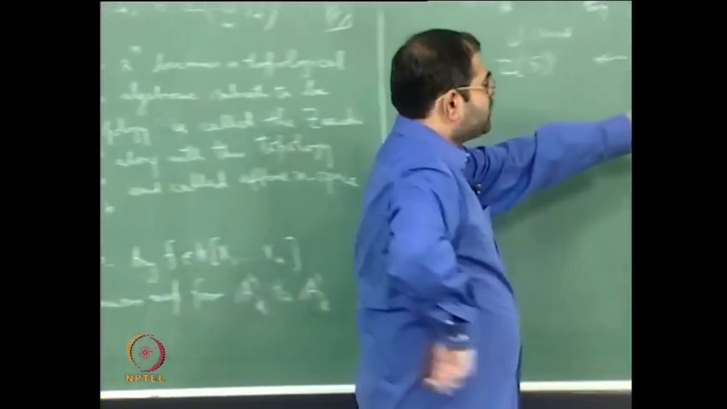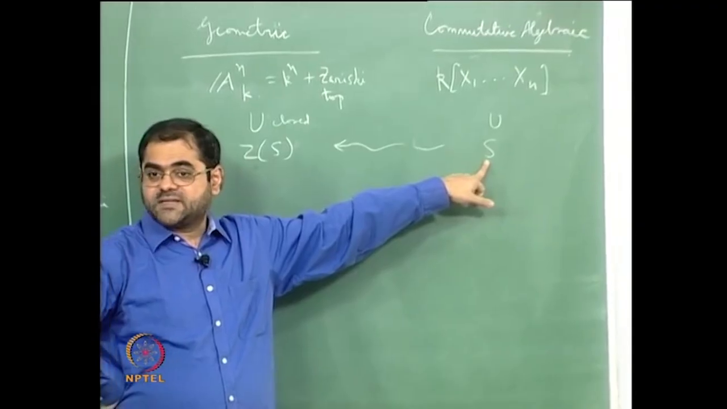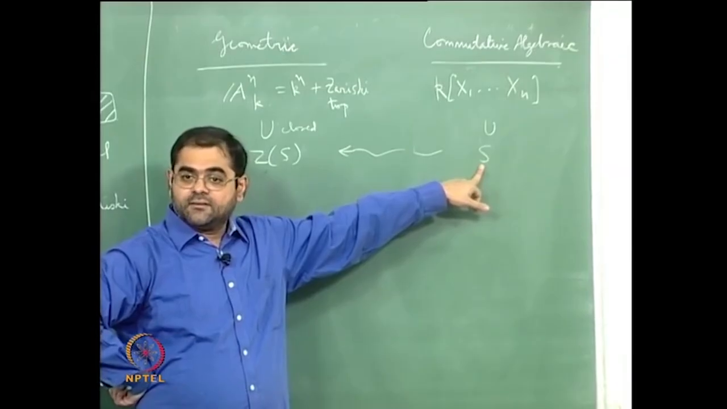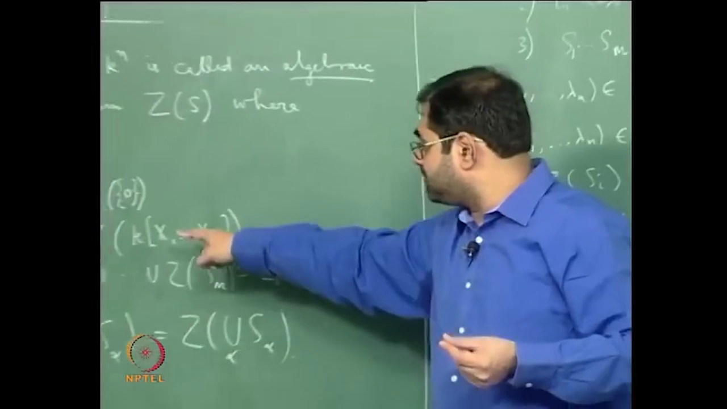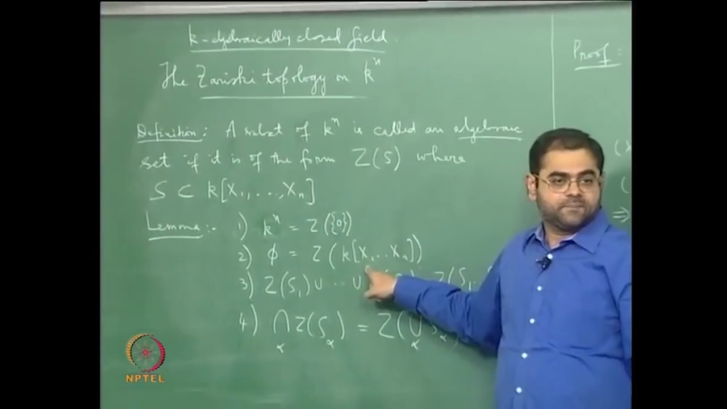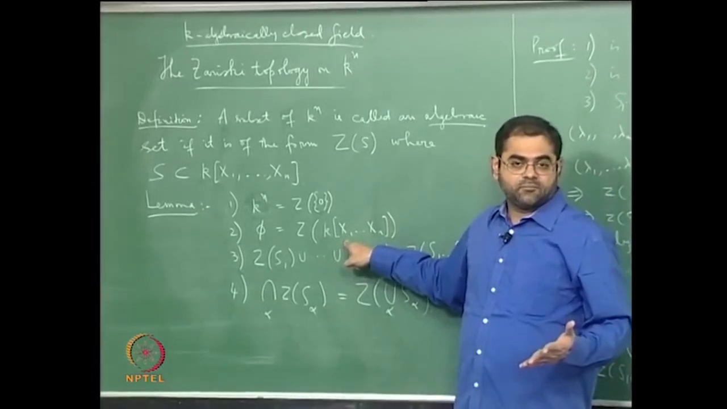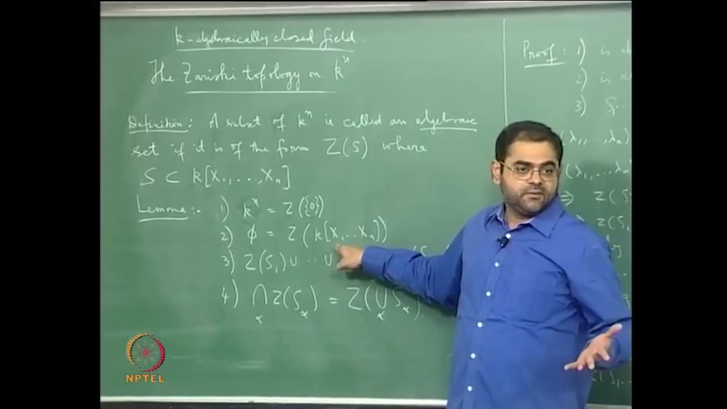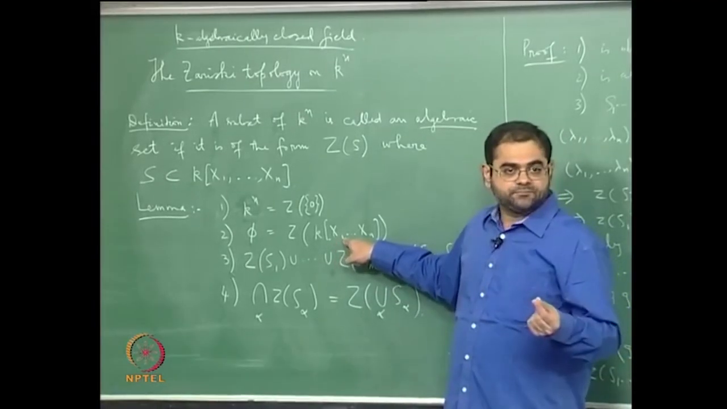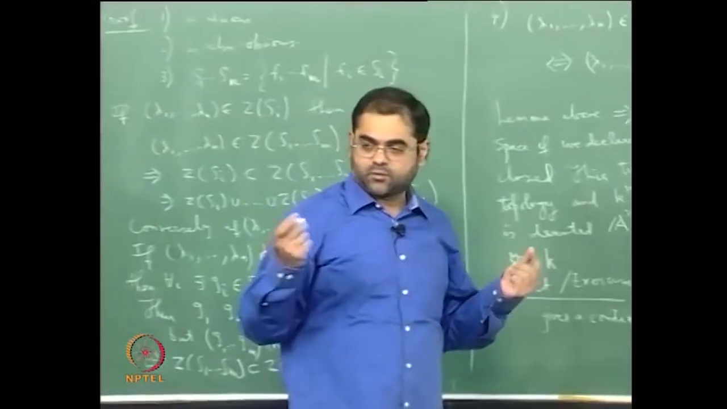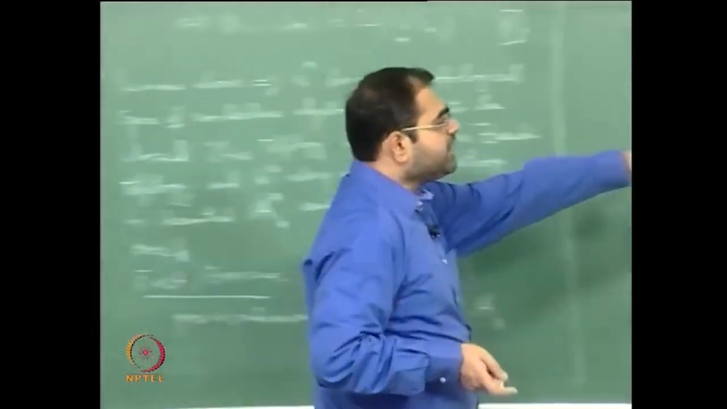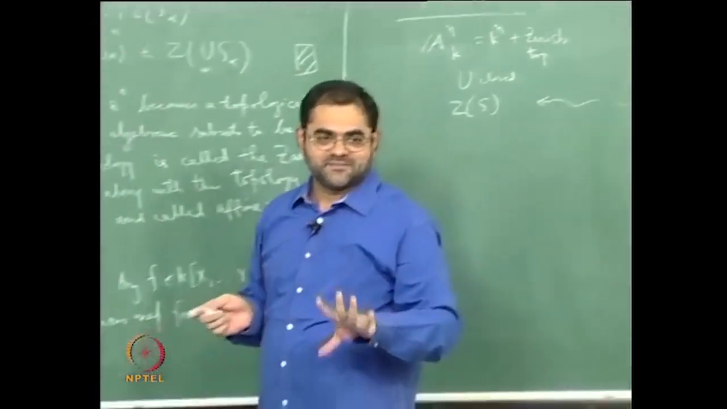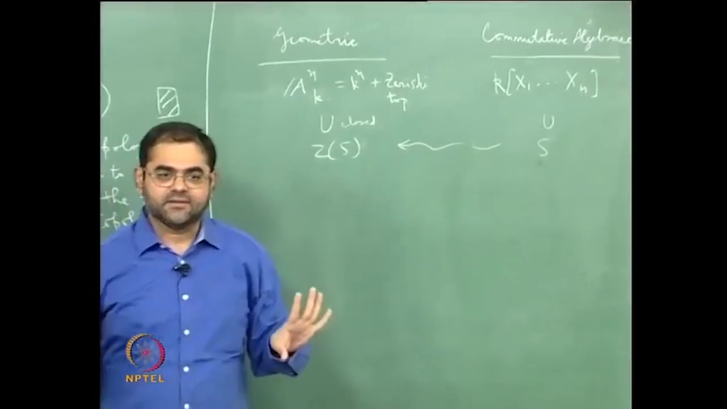But there's no point in taking a subring here. The problem is, if you take a subring, then it contains 1, and the moment it contains 1, Z of S will become empty, because Z of S will always become empty the moment S contains a unit. A unit is a non-zero constant polynomial, which never vanishes. So if your subset S contains a unit, which in this case is a non-zero constant, then the zero set is going to be empty. So there's no point in taking a subring here. You don't want any units to begin with, because if you take units, this set is empty. There's nothing to study.